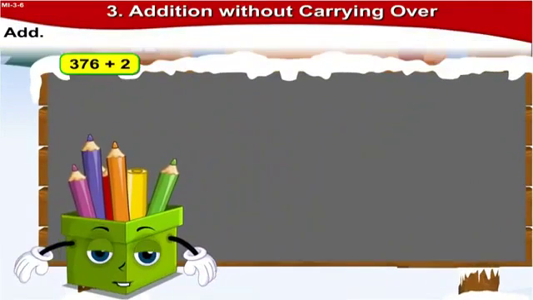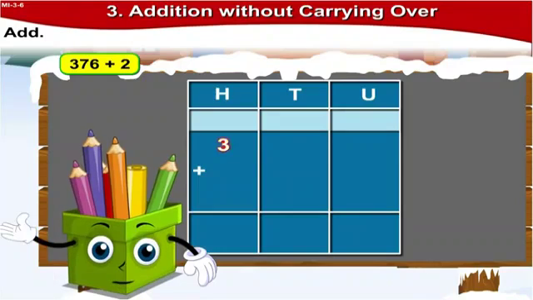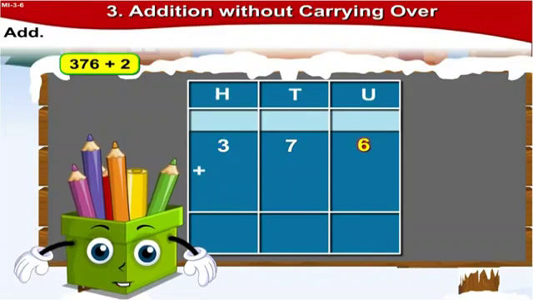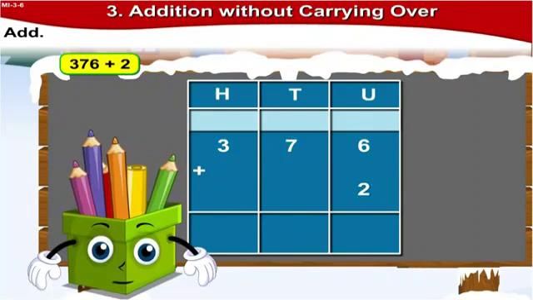Add 376 plus 2. Well, if you arrange them in vertical order, under hundreds you'll write 3, under tens 7, under units 6, plus 2, that is under units column. We'll begin our addition from the units column. 6 units plus 2 units is 8 units. Under tens column we have 7 tens, so we'll write 7 over here. And under hundreds column we have 300, so we'll write 3 over here. So the answer is 300, 7 tens, 8 units. That is 378.